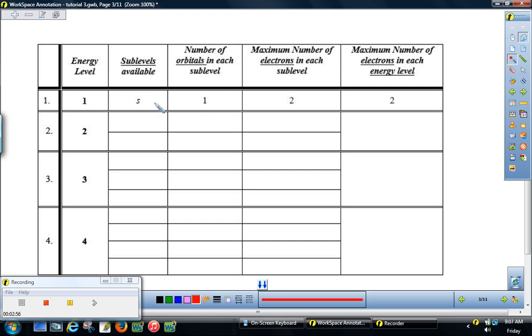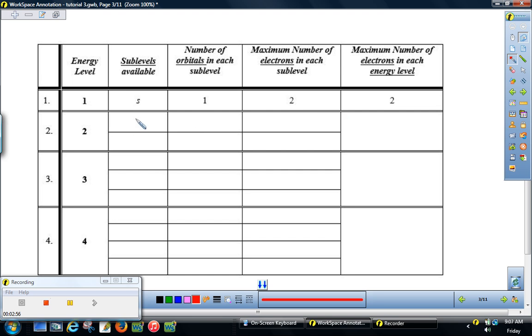Each sublevel can hold a different amount of electrons. The S only has one shape or one type of orbital, and we'll talk more about that. Each orbital can only hold 2 electrons. So every orbital can hold 2 electrons, and the first energy level can only hold 2 electrons.